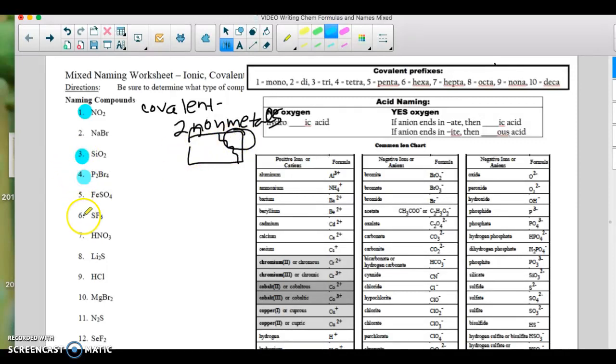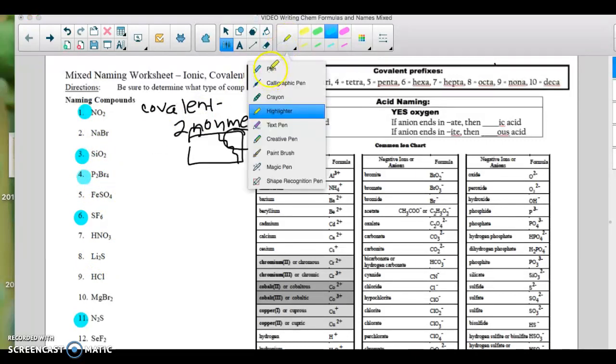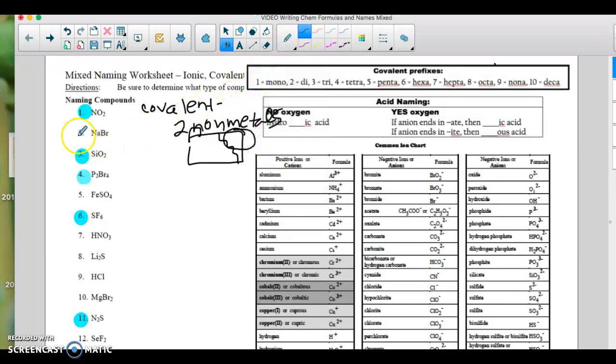So I'm just going to highlight. So these are my covalents that I'm going to do right now. But you can see that some of these ionics kind of look like a covalent because they are just two elements. They're just binary, but that's where I think if you decide ahead of time, these are my covalents. This is when I'm going to use these prefixes and only when I'm going to do that.